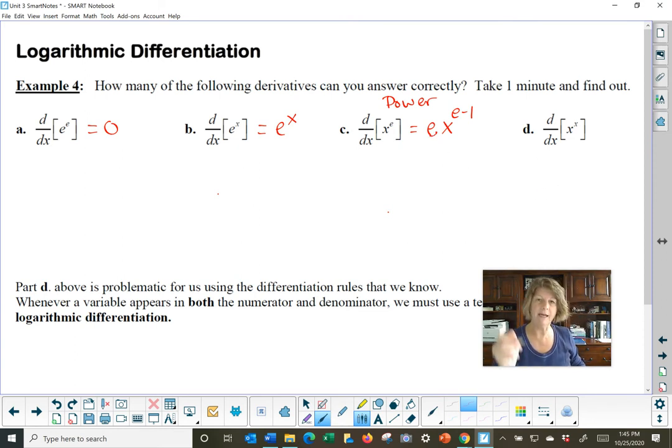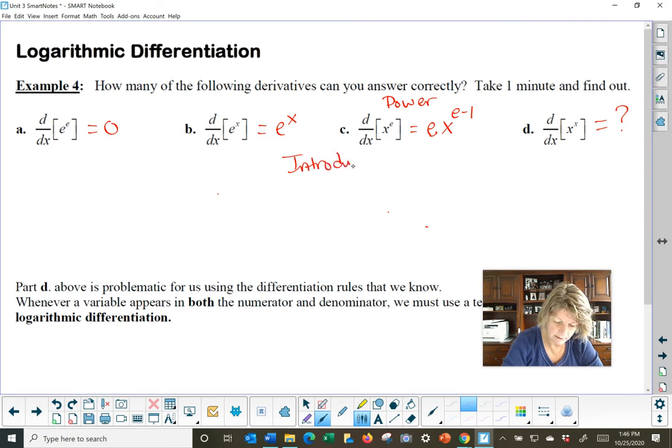And then the last one, x raised to the x. Never seen one like that, where the variable's in the exponent as well as the base. This one's a problem. And this one, we have to use logarithmic differentiation so that we can bring the exponent down. So we introduce logarithmic differentiation. So what the heck does that mean?